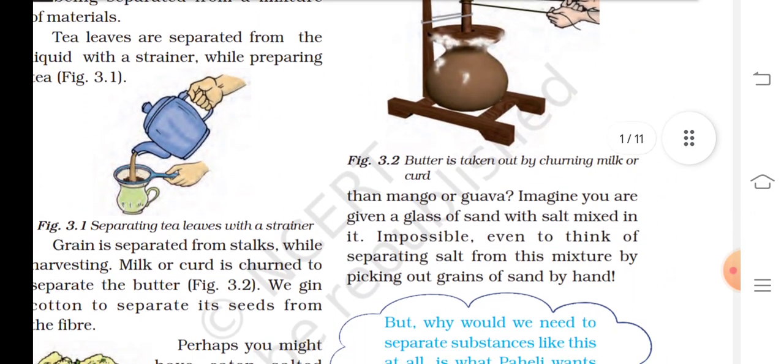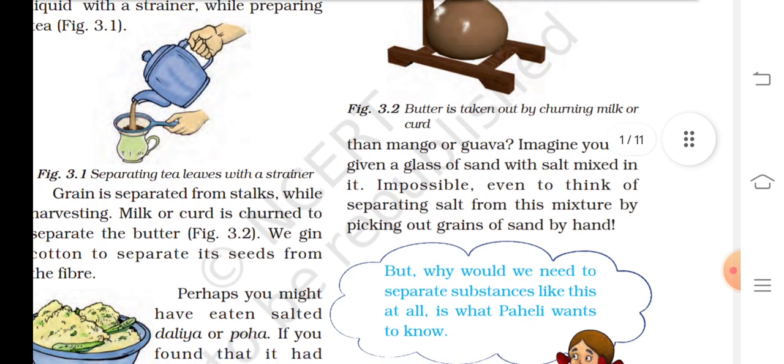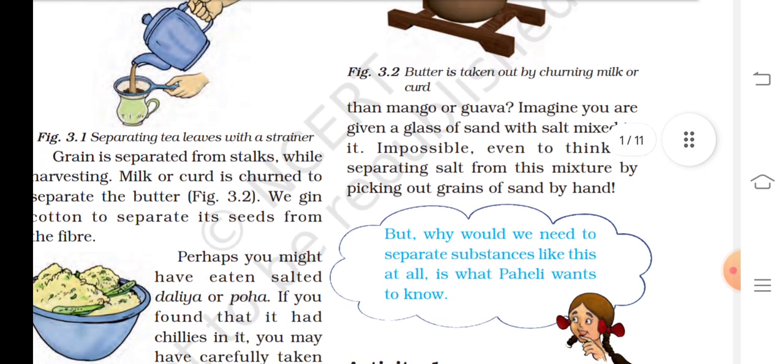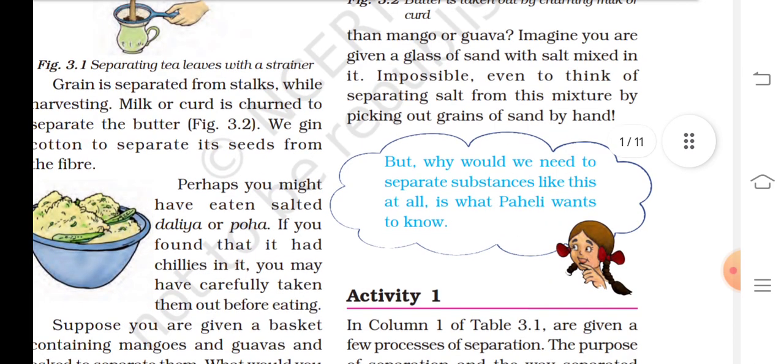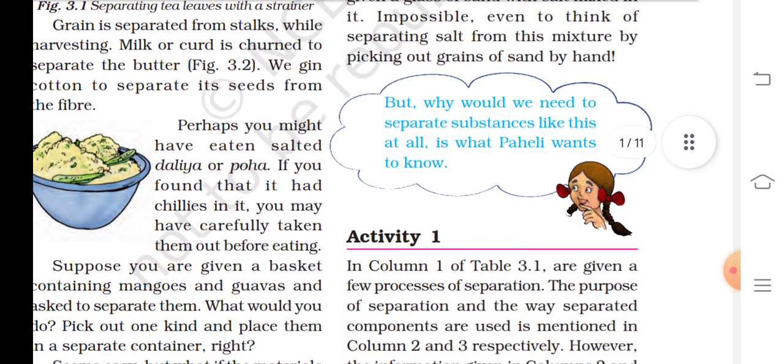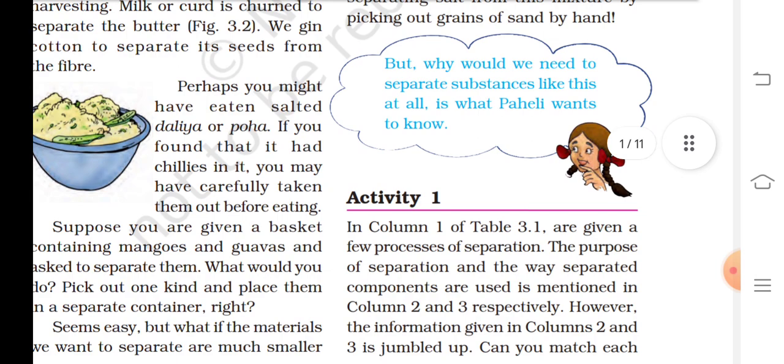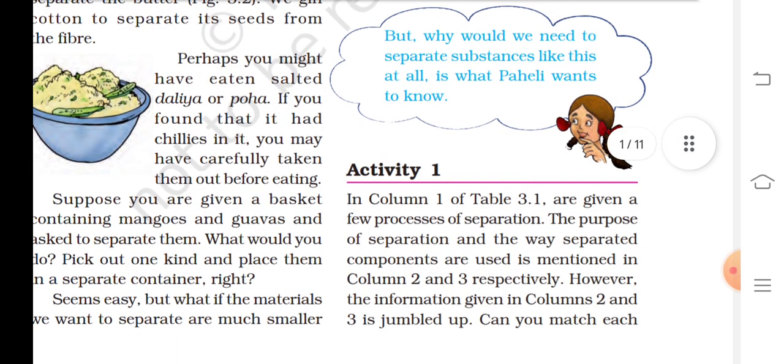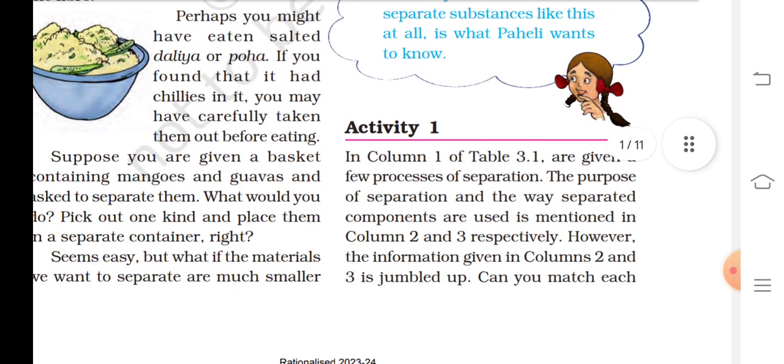Imagine you are given a glass of sand with salt mixed in. It is impossible even to think of separating salt from this mixture by picking out a grain of salt from the sand. But why would we need to separate substances like this at all is what Paheli wants to know.